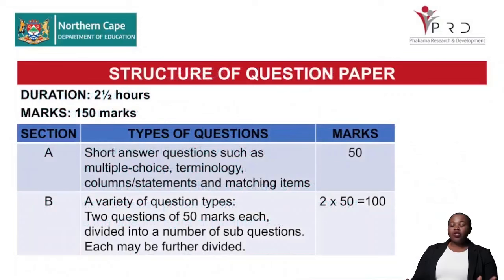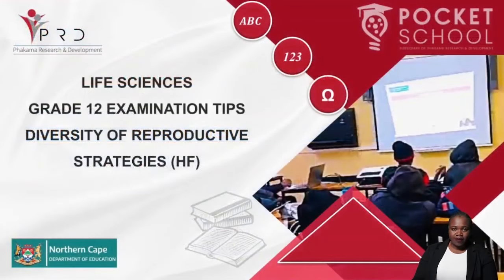All right, so just another reminder, our paper is out of 150 marks, and it is out of 150 minutes. So 2.5 hours is 150 minutes for 150 marks. Section A, we have 50 marks, and section B, we have 100 marks. That is broken down into two questions. We have question 2 and question 3. Now, in question 2 and 3, both questions are similar. You are going to be given long questions in this section, whereas in section A, you will be given short questions, which are multiple choice, biological terms, as well as the match column questions.